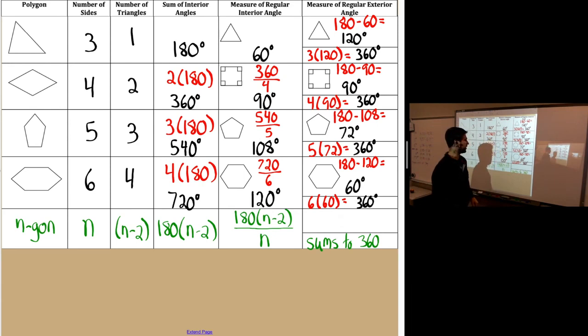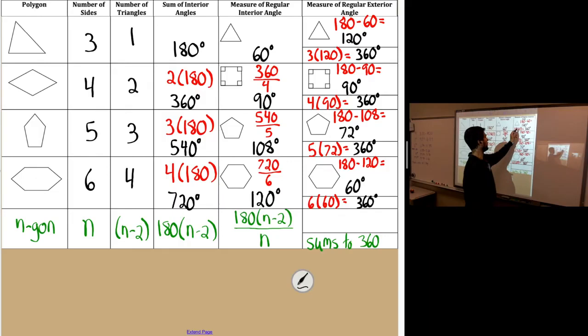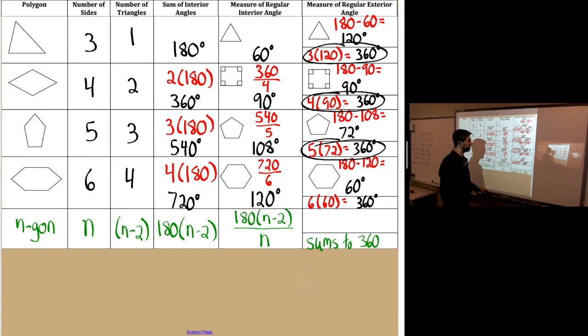Now you may say, well, I can get this regular exterior angle by taking 180 minus 120, 180 minus 108. How did I get 108, 120? I used this equation. Now, I'm going to say that there is an easier way. And that way is looking at this bottom down here. Now, if we look at these bottom equations, we notice that we just said they all sum to 360 degrees, but we notice that the exterior angle that we want to find, 120, 90, 72, 60, they're all in that equation also.